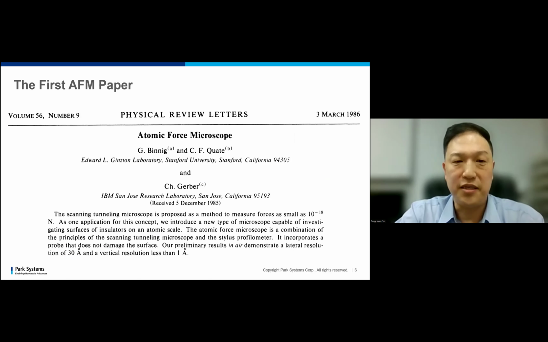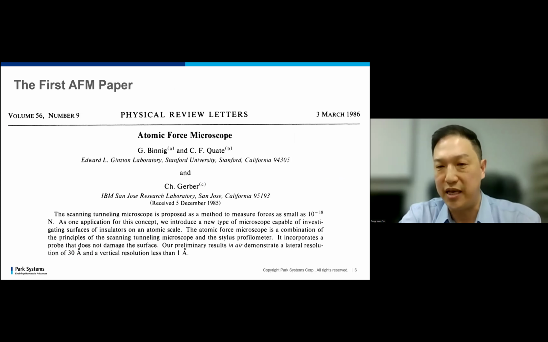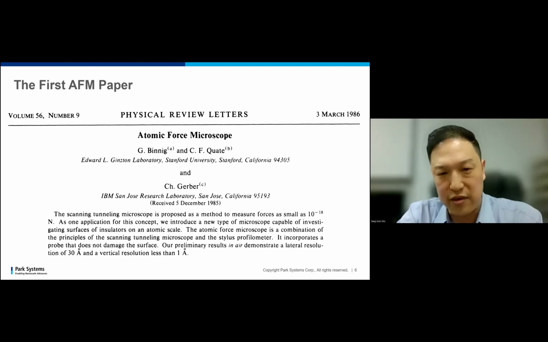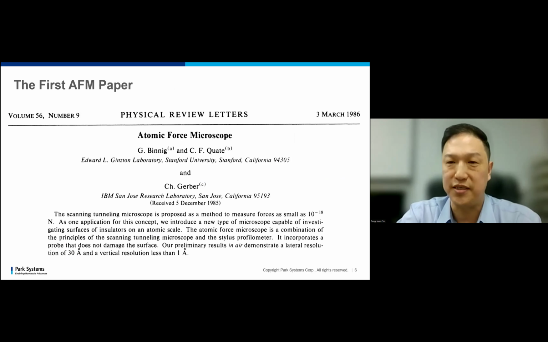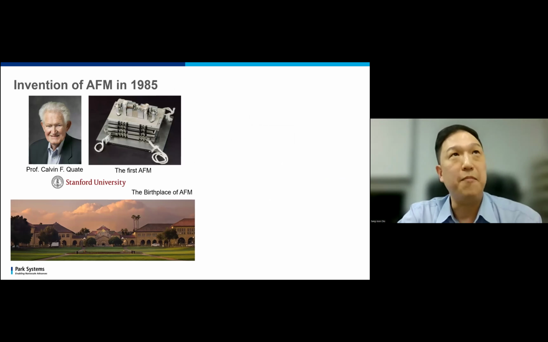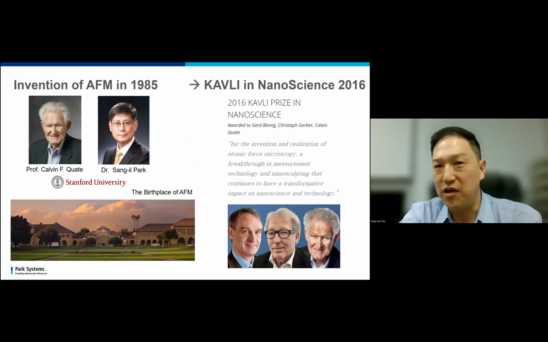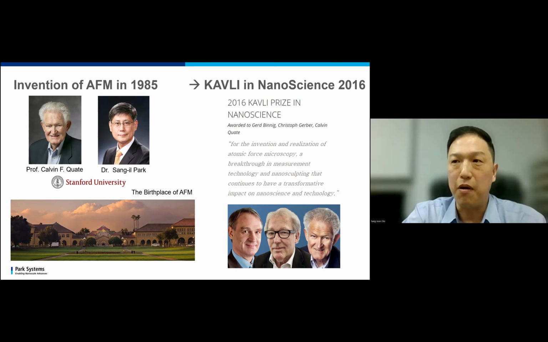This is the first AFM paper, published in 1986. You see Binnig, who was also involved in inventing the first STM, but the co-author was Calvin Quate, professor at Stanford University. This is the first AFM used in the first paper. These 3 authors received the Kavli Award 30 years after the first publication. At that time, Dr. Sang-Il Park was a graduate student working in Professor Quate's lab.